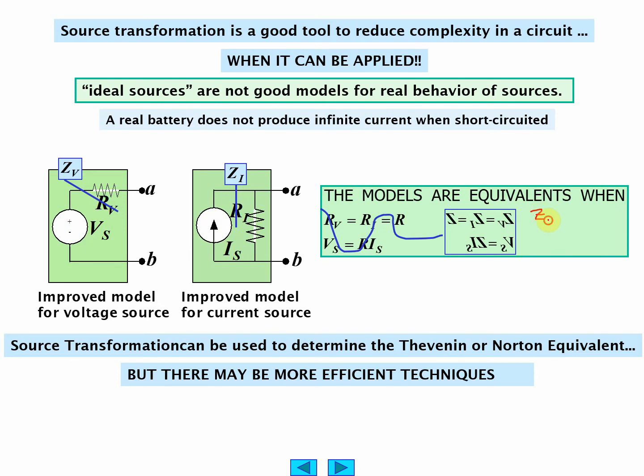ZV. I'm going to have to fix this slide. Oops. There we go. I'm flipping it around. You guys could do it yourself, but what the heck. Equals Z, and VS equals Z IS.